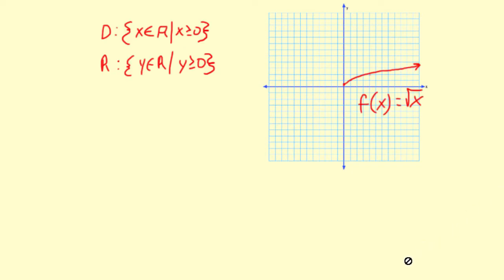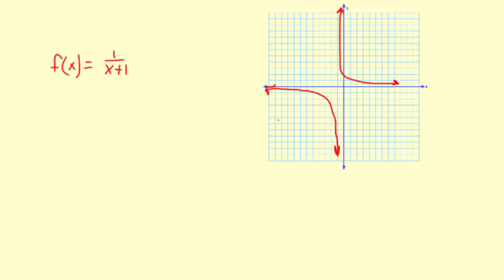This other parent function is the square root function, f of x equals square root of x. And in this case, both the domain and range are 0 and all positive real numbers. So domain is x is an element of the real number set such that x is greater than or equal to 0. Range, y is an element of the real number set such that y is greater than or equal to 0. And once again, the lesson has a lot more detailed information. Take a look, take some good notes.